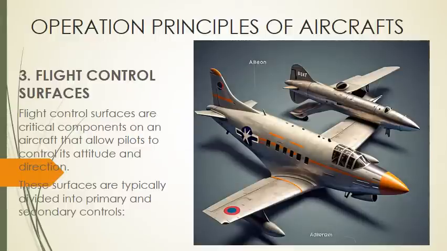Number 3, the flight control surfaces. Flight control surfaces are critical components on an aircraft that allow pilots to control its altitude and direction. These surfaces are typically divided into primary and secondary controls.